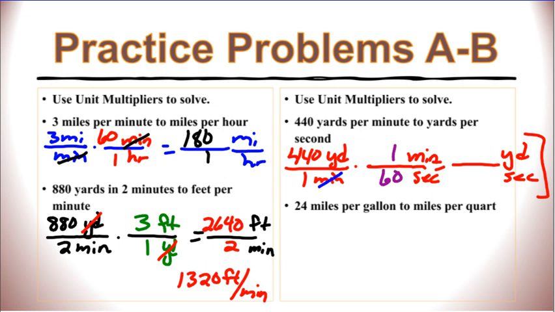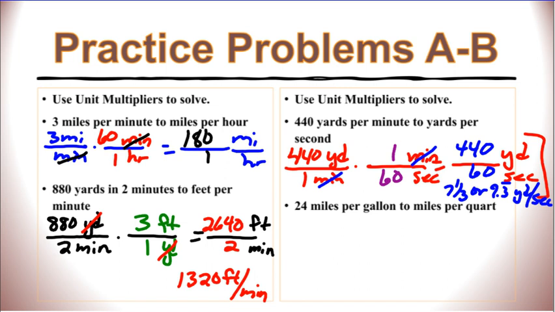The minute labels divide each other off, and I'm left with yards per second. So now I have 440 times 1, which is 440. 1 times 60 is 60. Take 440 divided by 60. That gives me 7.3 repeating. So I'm going to write this as 7 1/3, or you could do 7.3 repeating yards per second.